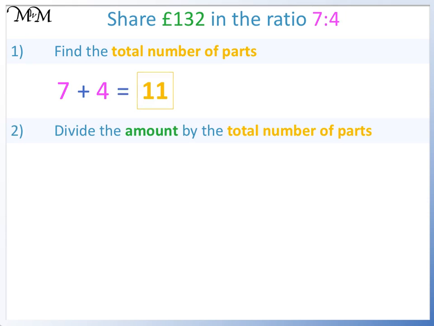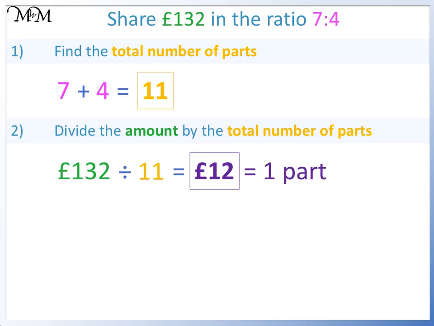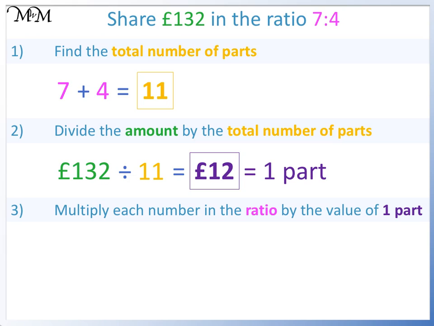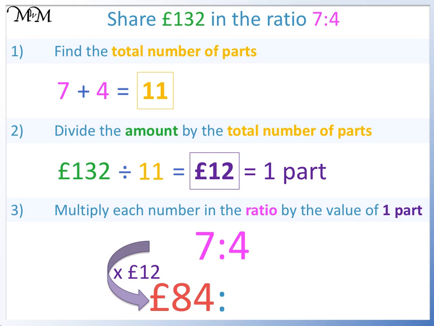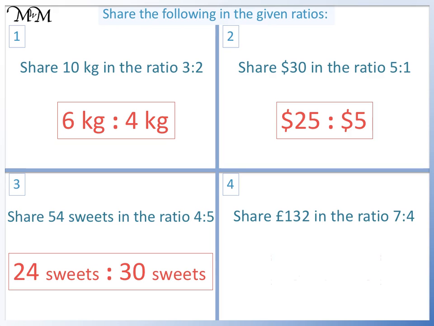Step 2. Divide the amount by the total number of parts. £132 divided by 11 equals £12, so one part is £12. Step 3. Multiply each number in the ratio by the value of one part. 7 times £12 equals £84, and 4 times £12 equals £48. So we have a ratio of £84 to £48.